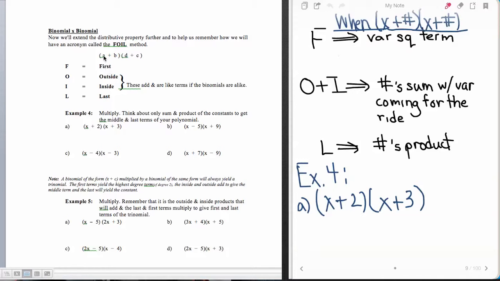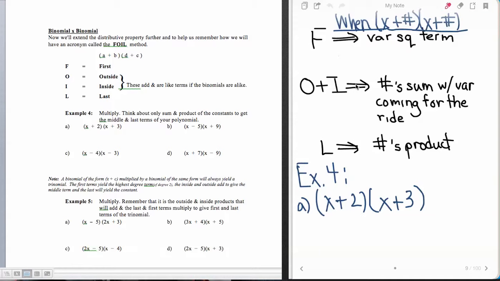And FOIL stands for the first times the first, the outside times the outside, the inside times the inside, and the last times the last, here times here. Now remember, what I want you to look at here is that if I have a binomial of the form x plus a number times another binomial x plus a number, and x just being a general variable, it could be x or y or z or whatever it happens to be, the first term is going to give me a variable squared term.